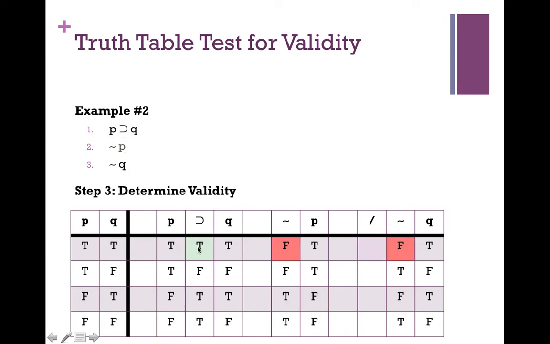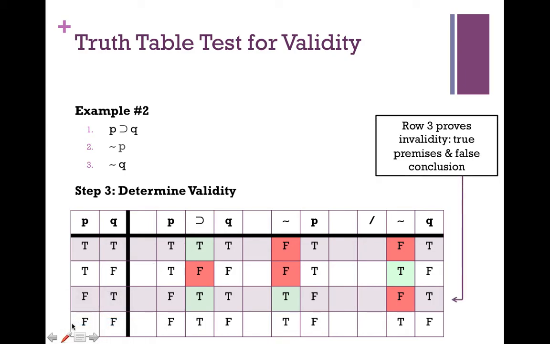And you see right here, true, false. As I said, as soon as you come across a premise that's false, you can just skip to the next line or the next row because we're looking for true, true, false. Don't have that here. False, false, true. That doesn't help us. True, true, false. Now this is just a coincidence that row 3 proves invalidity here. Don't think row 3 always proves invalidity. Just happened in these two examples to work out that way.